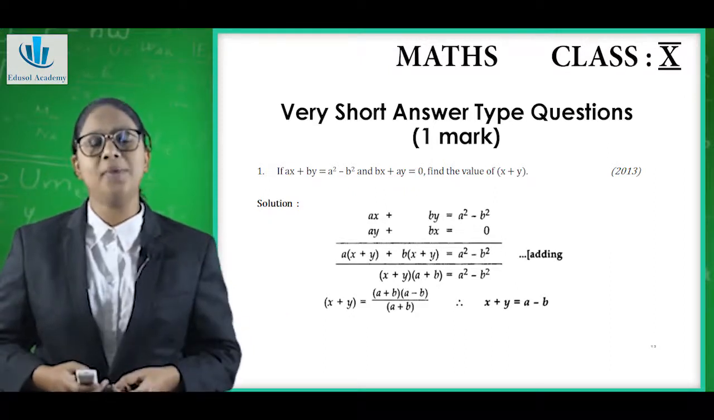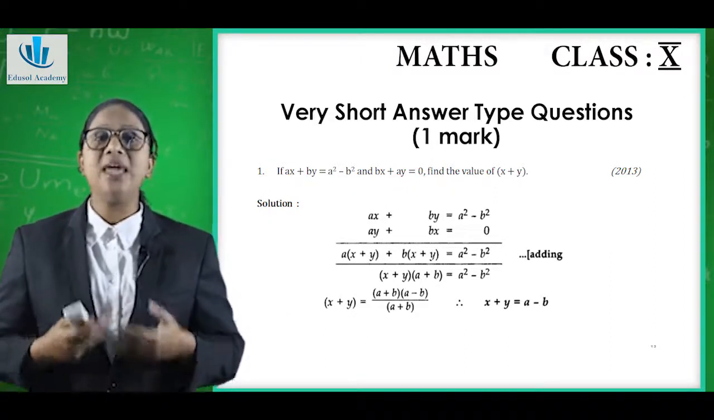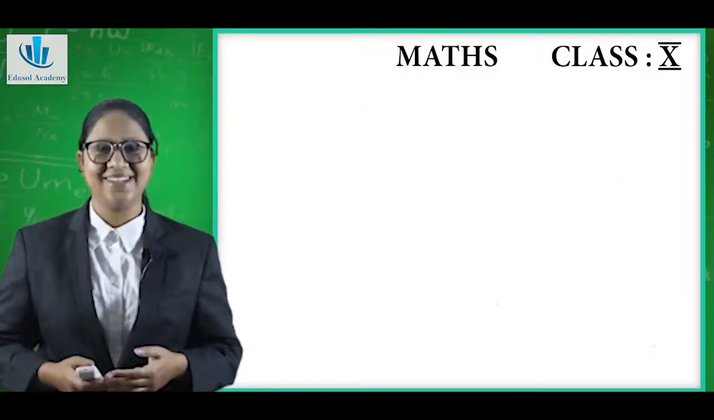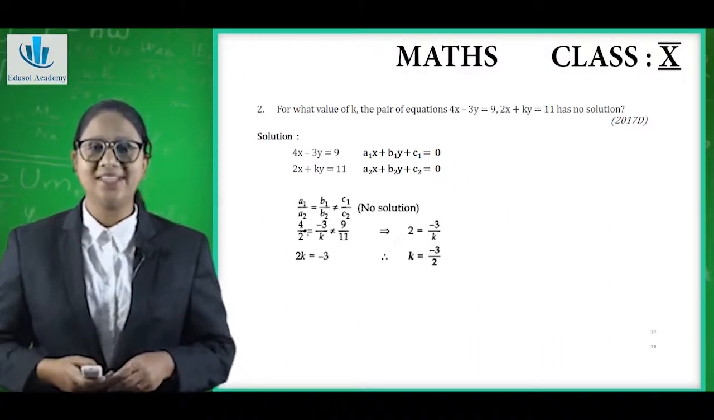A plus b is common, so cancelling the common terms, we have x plus y is equal to a minus b. That's it. Moving on to the second question.